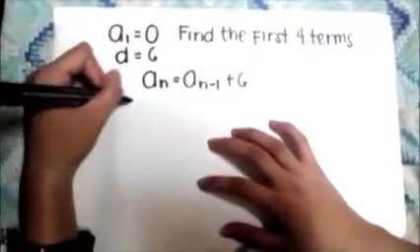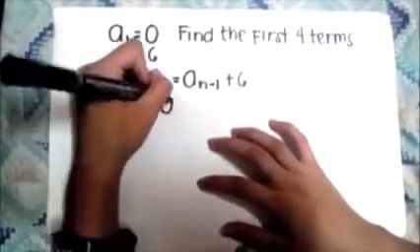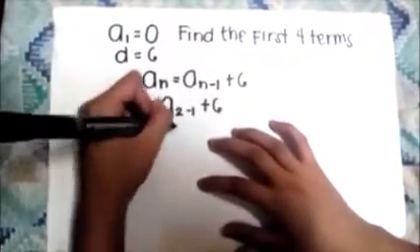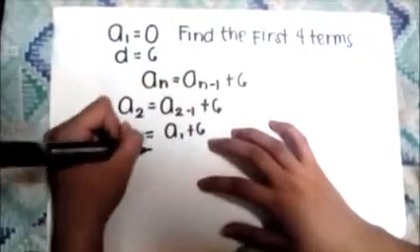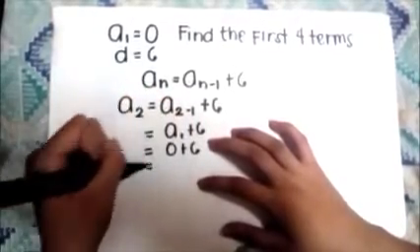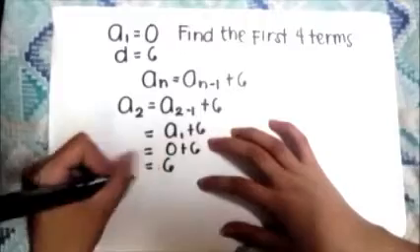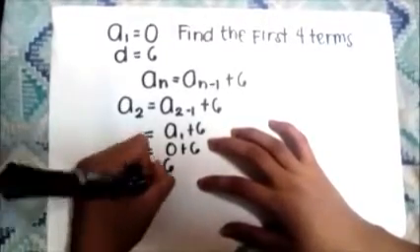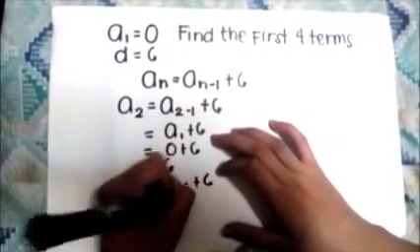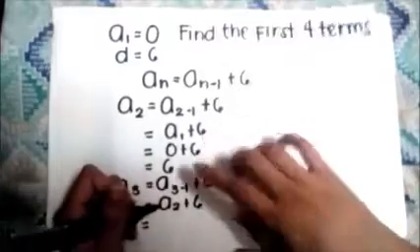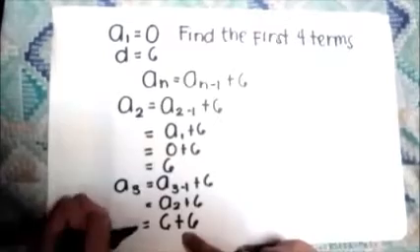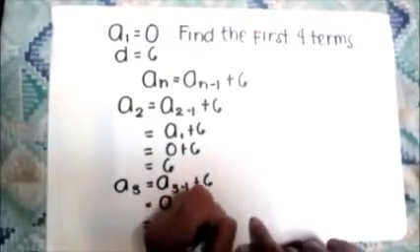So let's solve. Let's find a sub 2. A sub 2 is a sub 2 minus 1 plus 6, which is a sub 1 plus 6, wherein a sub 1 is equal to 0. So 0 plus 6 is equal to 6. And now let's have a sub 3. A sub 3 is a sub 3 minus 1 plus 6, which is a sub 2 plus 6. Let's substitute the value of a sub 2: 6 plus 6, and we have a sub 3 is equal to 12.